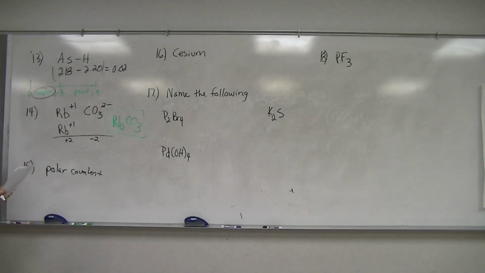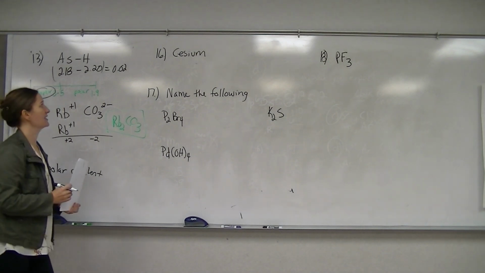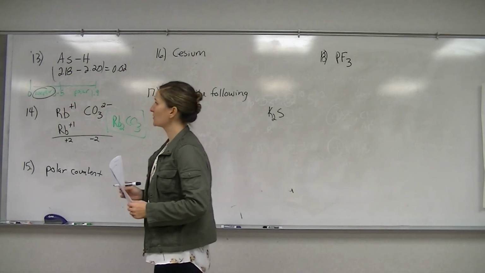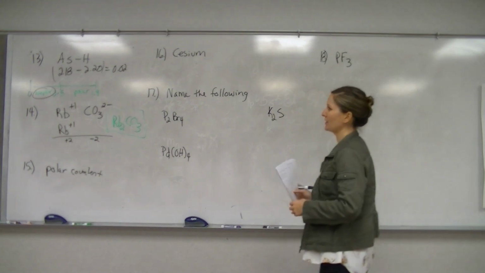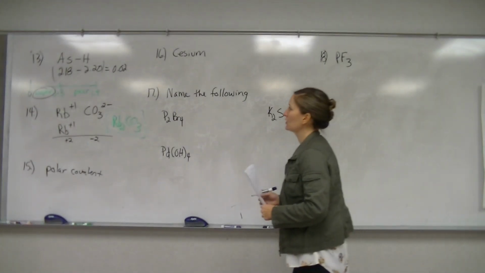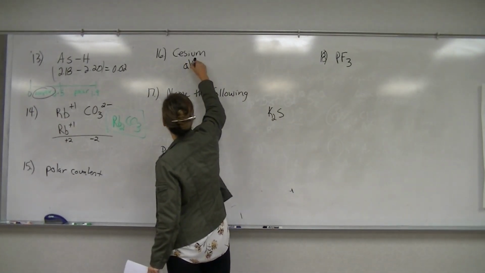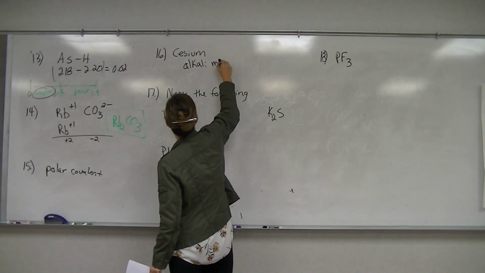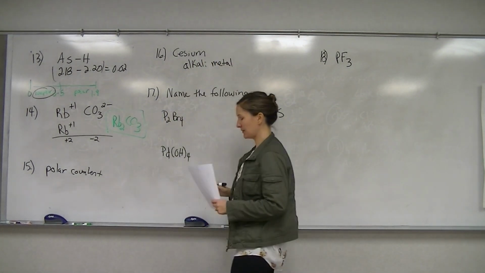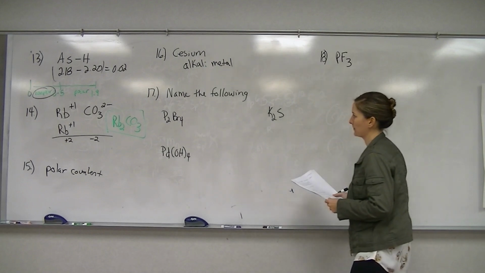Number 16 is asking what group or family does cesium belong in? So cesium is in group 1. It's right underneath rubidium who we just looked at. So this would be alkali metal. Group 1, with the exception of hydrogen, are the alkali metals.